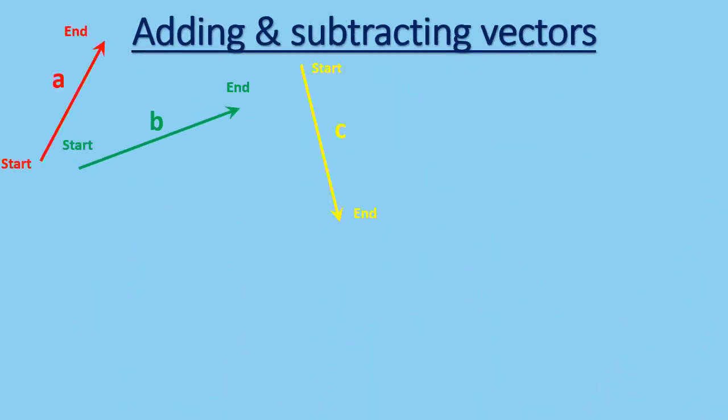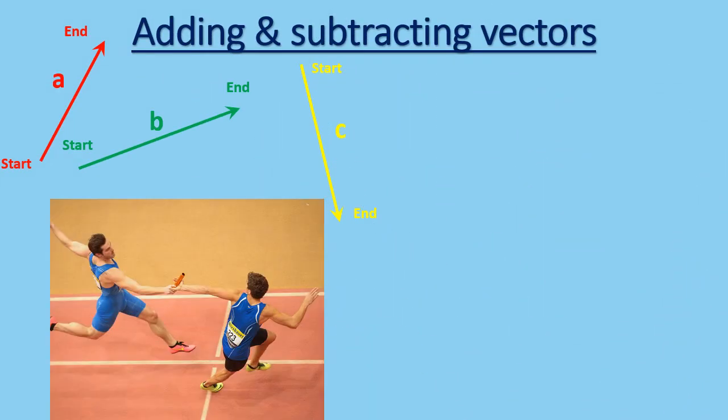In fact, vector addition can be thought of as a relay race where each vector represents a runner. Just as in a relay race, each runner completes their lap and passes the baton to the next runner, and so on. The result of the addition will be the straight line linking the start of the first runner to the finish of the final runner.